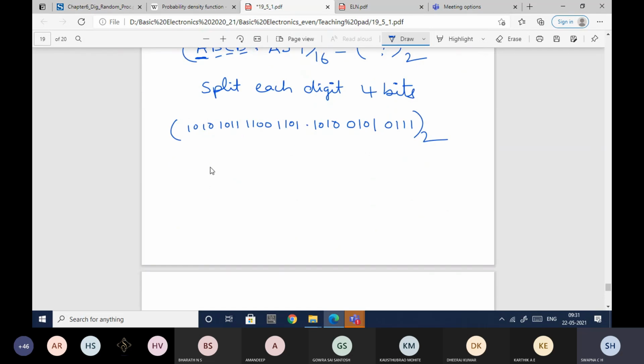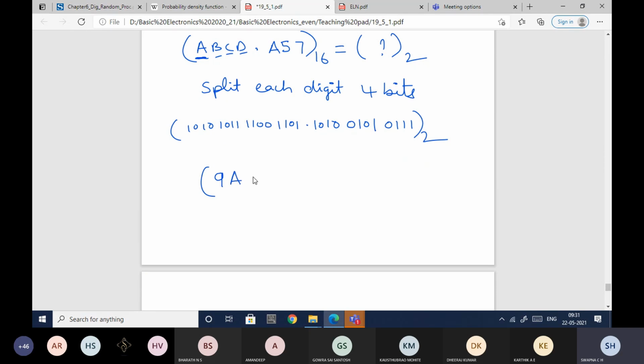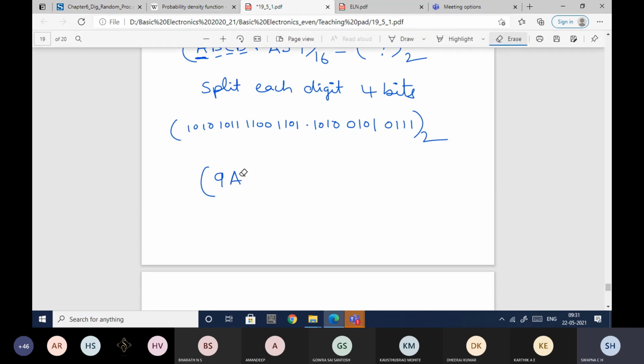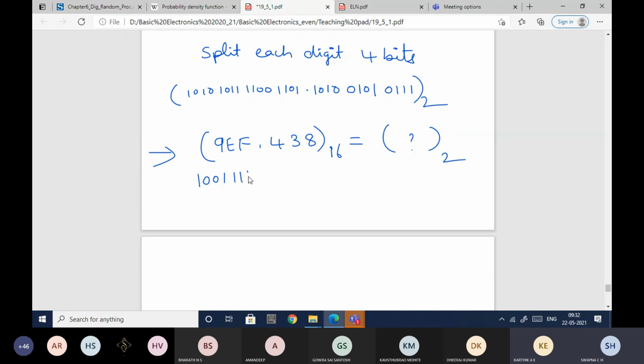I'll give you one more problem. 9A, A I'll not give. I'll give something else because I've written A more times just now. 9EF.438 base 16. 9 is 1001. E is 1110. F is 1111. 4 is 0100. 3 is 011.